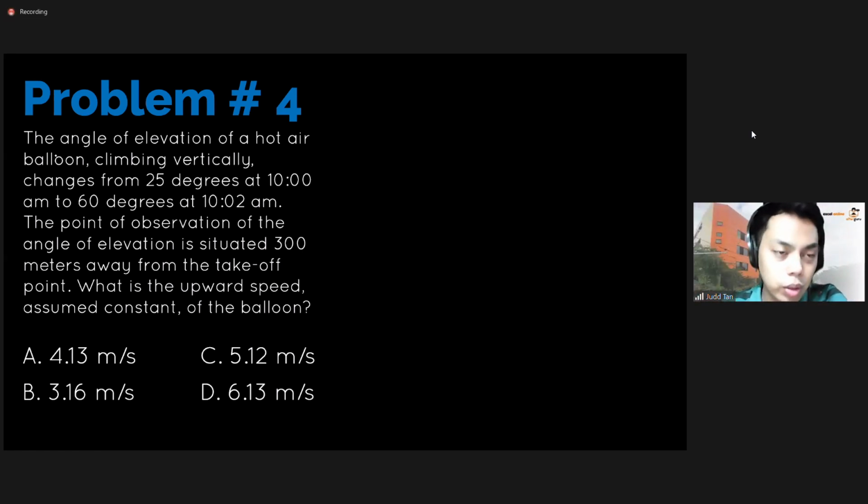Sige, let's go. The angle of elevation of a hot air balloon climbing vertically changes from 25 degrees to 60 degrees when it was 10 o'clock to 10:02. Sige, drawing muna natin. Okay? Alright, solution.